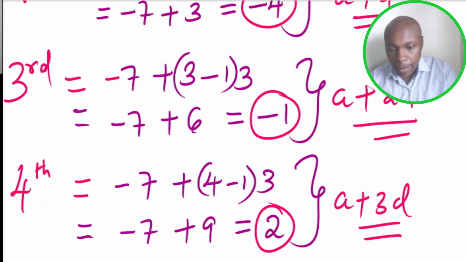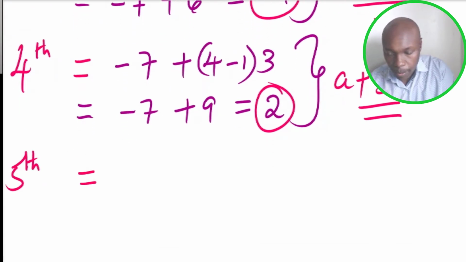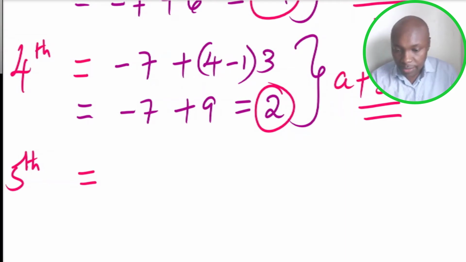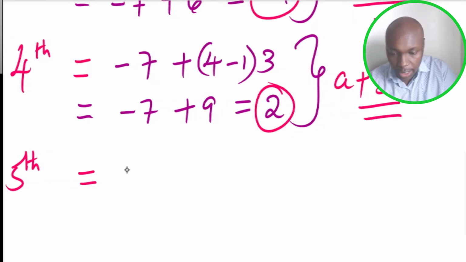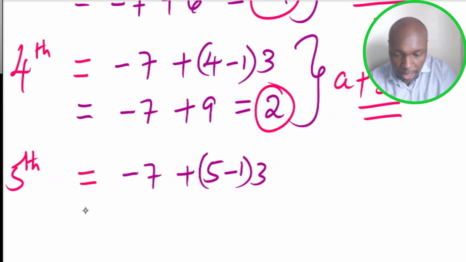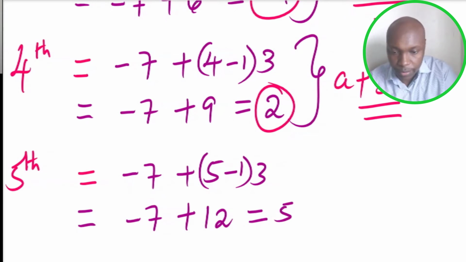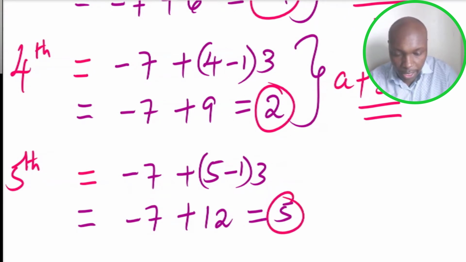The fifth term, we are going to substitute n with 5. So the first term is -7 plus n minus 1. n is 5, subtract 1, multiply by d, which is 3. This will give -7 plus, this is 4 times 3, which is 12. So this will give -7 plus 12, this will give 5. So the fifth term is 5.